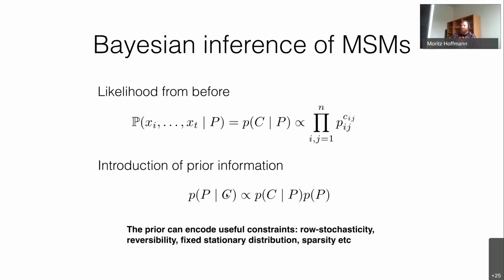So we have statistics about our data C, and we want to find the distribution given C over P and draw from it, right? So we're back at this expression of before, and then we have some prior information about the transition matrix itself, which, as it says here, can be used to enforce row stochasticity, reversibility, some stationary distribution, anything that you would have prior knowledge about, really.